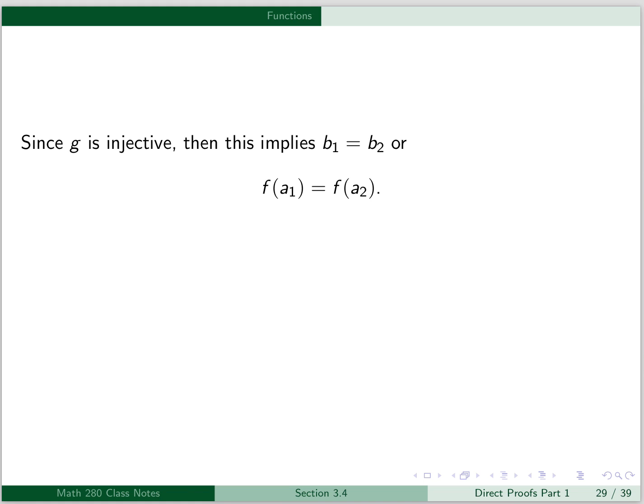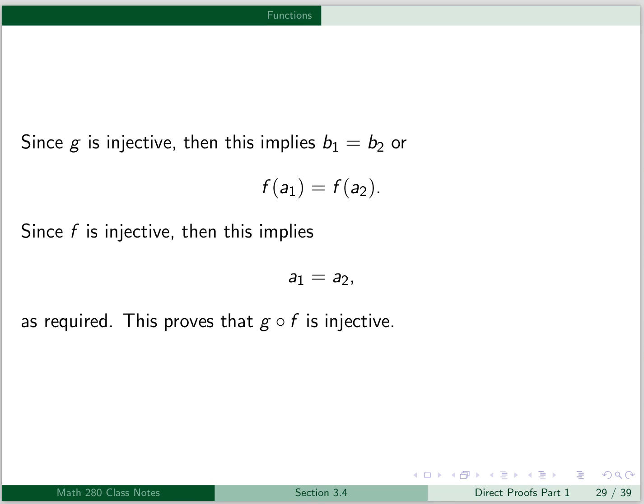Since g is injective, this implies that b1 is equal to b2, or f of a1 equals f of a2. Now, since f is injective, this last equation implies that a1 is equal to a2, as required. So this proves that g composed with f is injective.